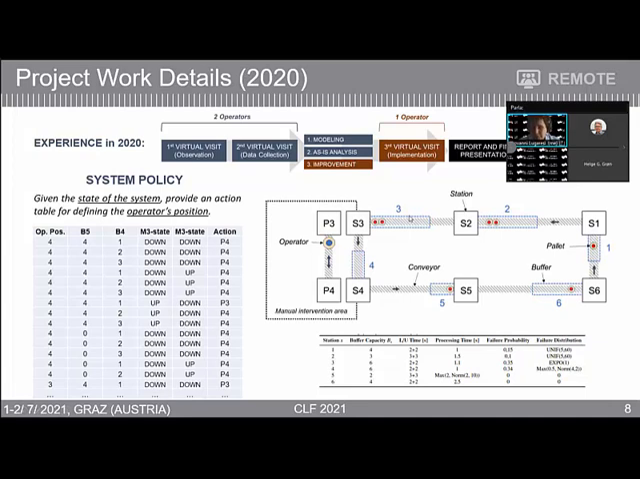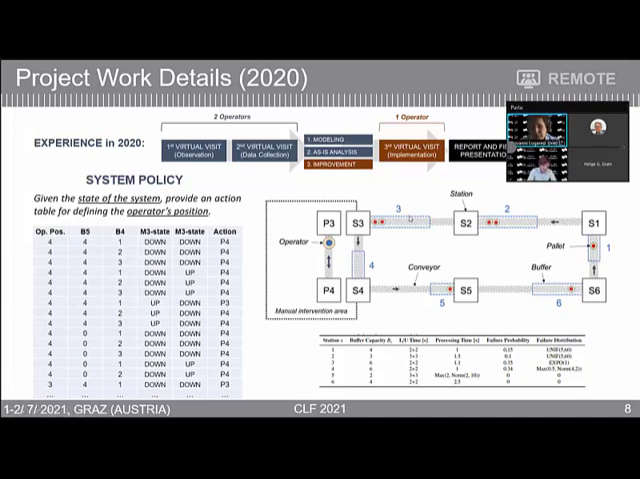Last year, we designed a system, schematically represented here, in which we have 6 stations. 2 of these stations are supervised by operators. And we have designed a problem in which the operator has to move between 2 positions, and if the operator is not in the position of the corresponding station, the station cannot be repaired in case of failures.